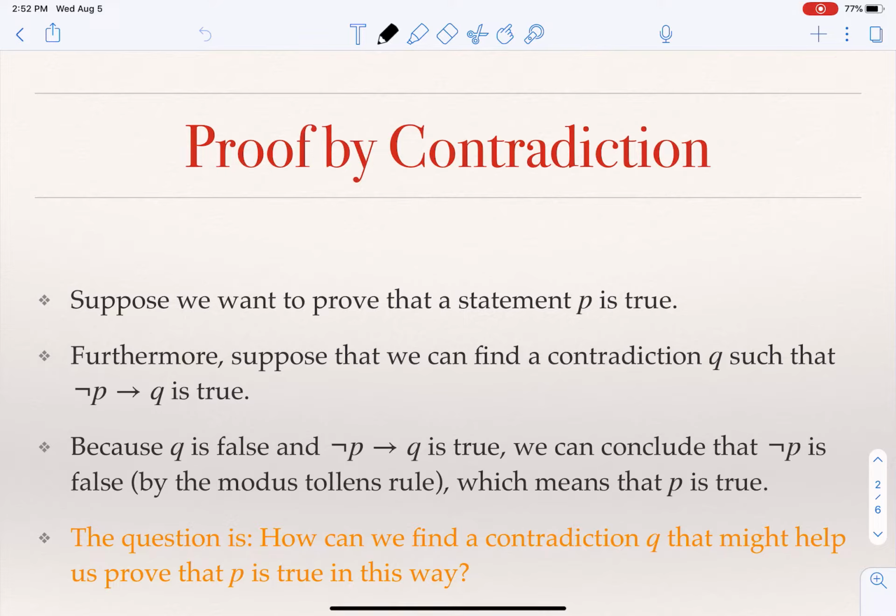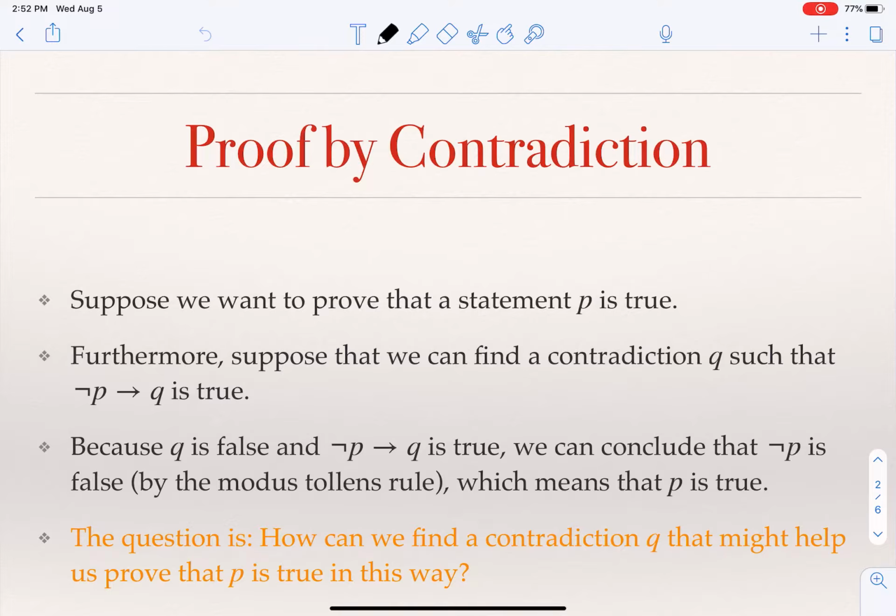Now, usually we know what P is. We're trying to prove that P is true, so that's given in the question itself. The question is, where do we come up with the contradiction? In some cases, it's clear from the question itself. And in some cases, it's actually tricky, and you have to think about it to find what contradiction would make sense here.